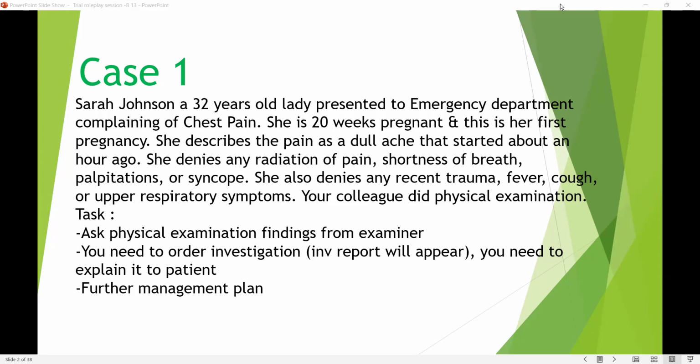Your colleague did the physical examination. Your task is to ask for the physical examination findings from the examiner. Then you need to order investigations. After that, you will get the findings. You need to explain those investigations to your patient, along with the further management plan. Okay.